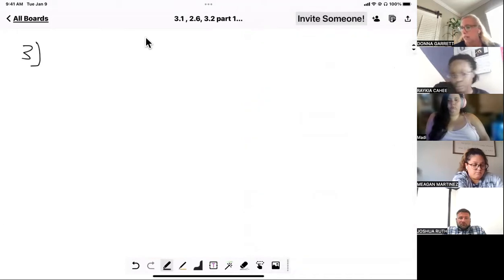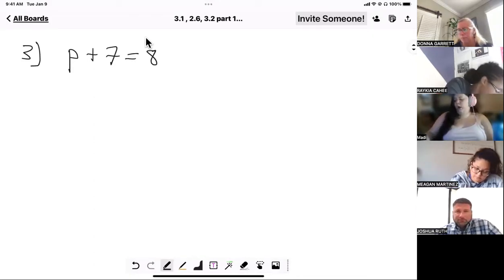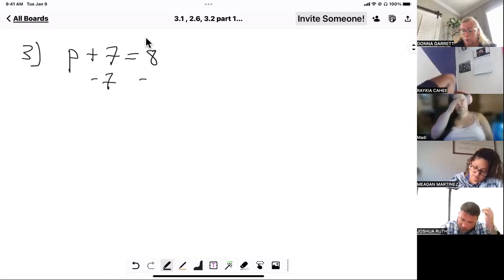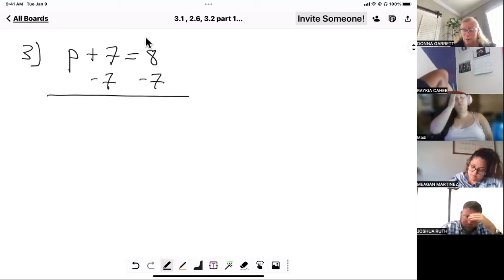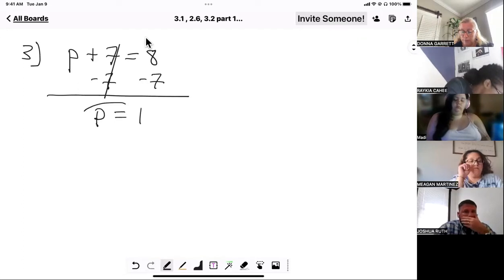Three, right? Three, yes. Okay. P plus 7 is equal to 8. Okay, so I want to get P by itself. I need to move plus 7. How do I move plus 7 to the other side? I'm going to use the opposite sign. I'm going to subtract 7 from both sides. My 7 and -7 will cancel out because it equals 0. P is equal to 1.